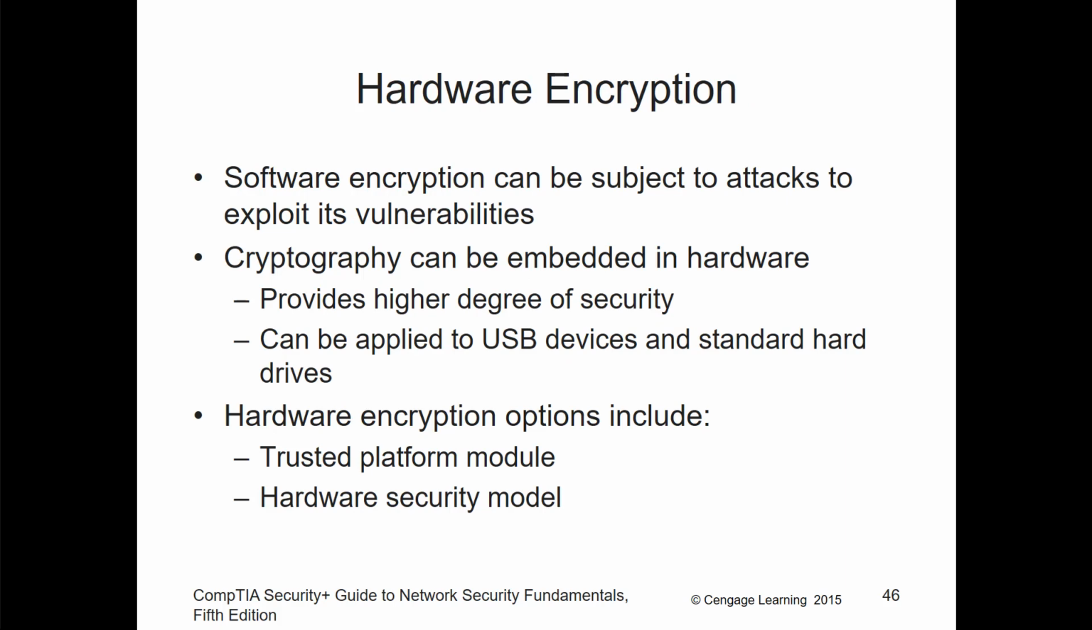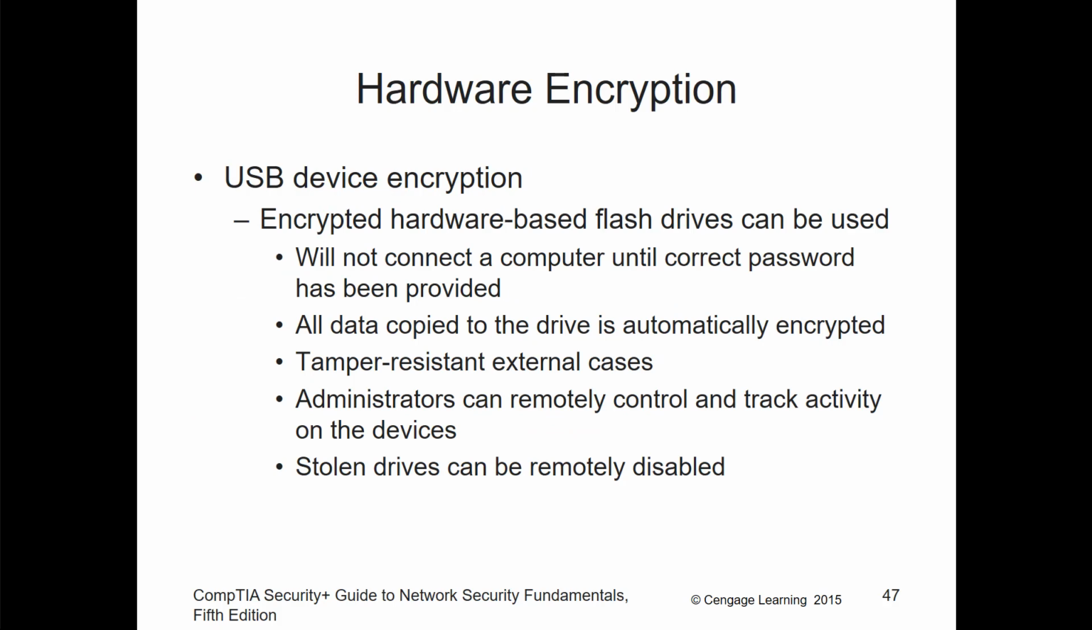Software encryption can be subject to attacks, and there are vulnerabilities to it, so cryptography can also be embedded in the hardware, which does provide higher degrees of security, and it can be applied to any type of hardware, including things like USB. The hardware encryption will have to use an additional module, things like a Trusted Platform Module, or TPM, or a hardware security module that is actually encrypted at the hardware level. USB encryption is very common. That way, if your USB device is stolen, you have a way to make sure the data on it is protected.